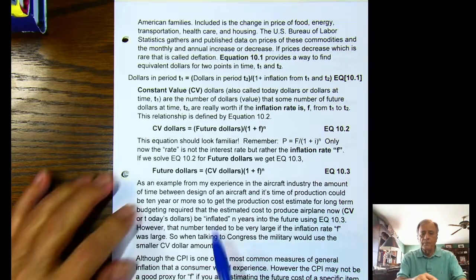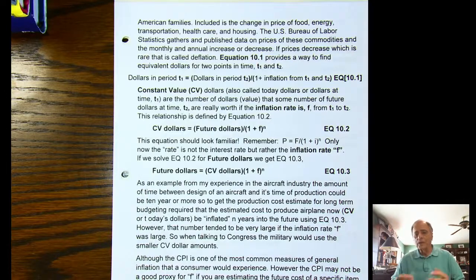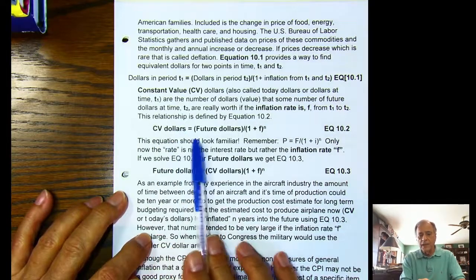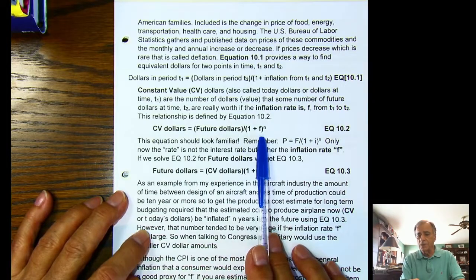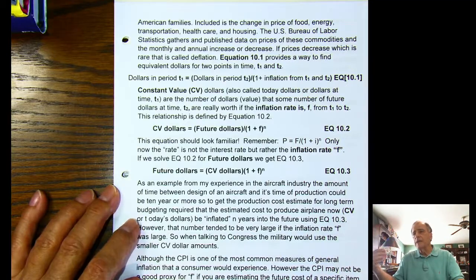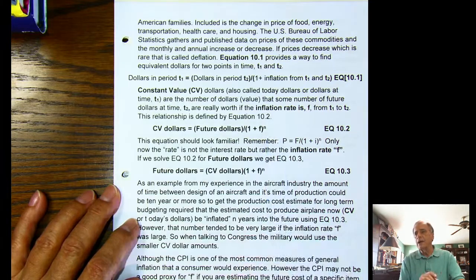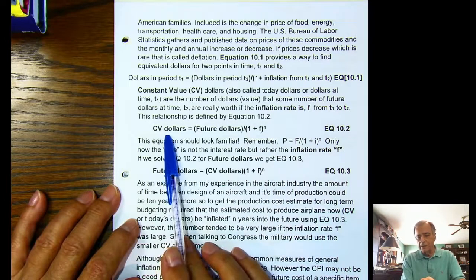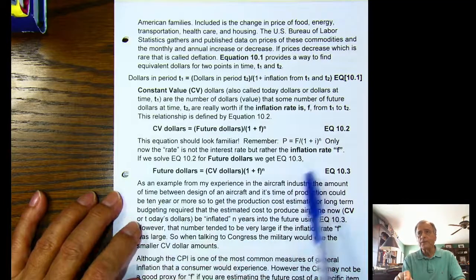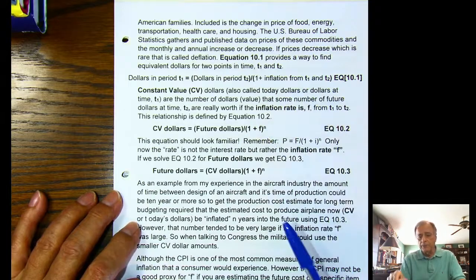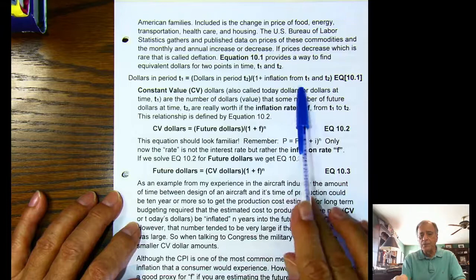The term constant value dollars refers to what the dollars are worth now, what they could buy now, as opposed to what it'll cost in the future to do something. So equation 10.2 says constant value dollars equals future dollars divided by 1 plus the inflation rate. Little f is analogous to the i that we've been using for interest rate. It's a rate, and we divide the future dollars by 1 plus f to the nth power, if there are n periods between the current time and the future time. This is another statement of the same thing, but it does it by period because f is a rate as opposed to a total amount of inflation.